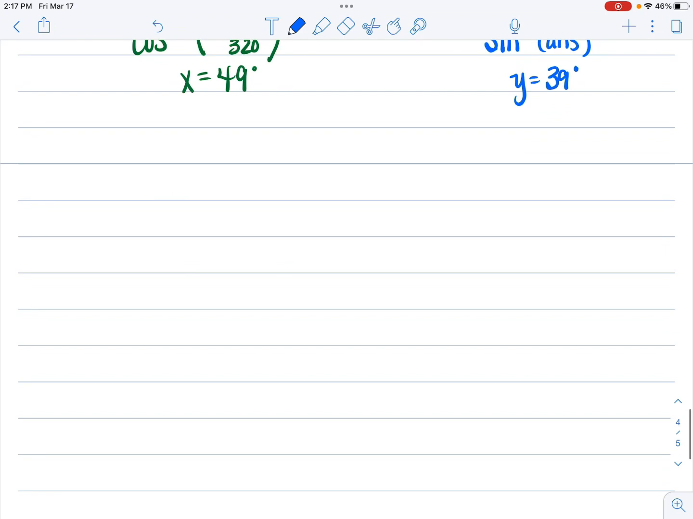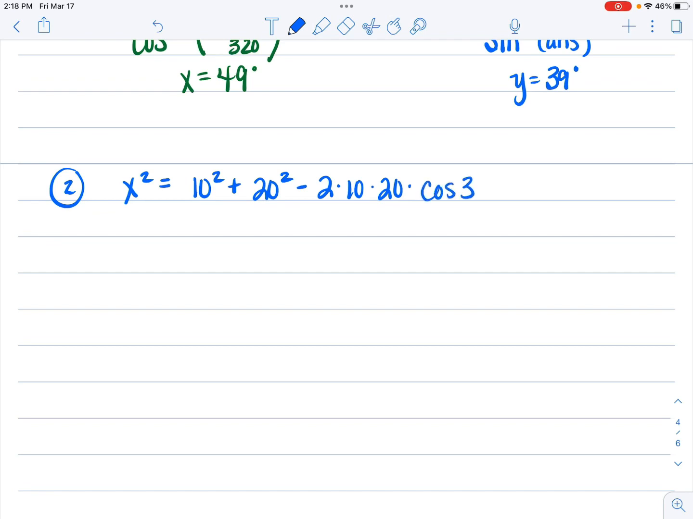So we're going to come down here and do number 2. Again, looking for x first, so it's going to be x squared equals the two other sides, the 20 and the 10, in any order. Just make sure you're using both of them. 10 squared plus 20 squared minus 2 times 10 times 20 times the cosine of 30 degrees. All right, because we know x is across from 30, and that's why we're doing that.